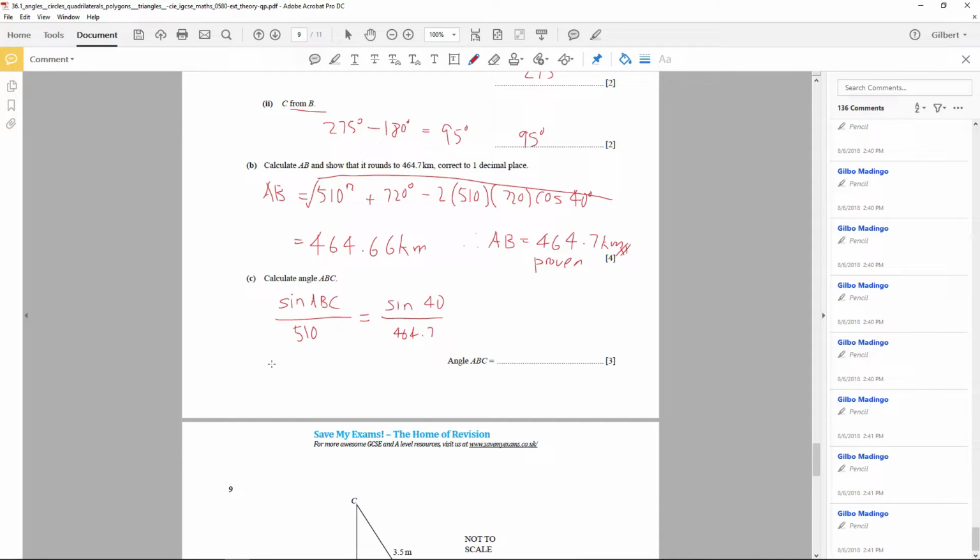So angle ABC would be equal to shift sine of 510 multiplied by sine 40 over 464.7. Type everything into your calculator properly: sine 40 divided by the previous answer times 510, shift sine the value. You would have gotten 44.9 to 3 significant figures.